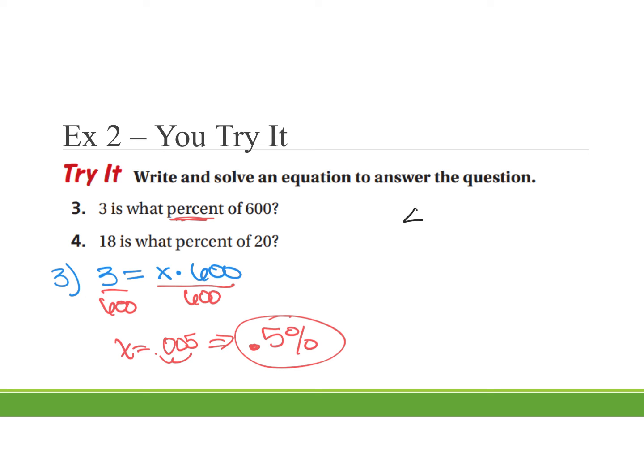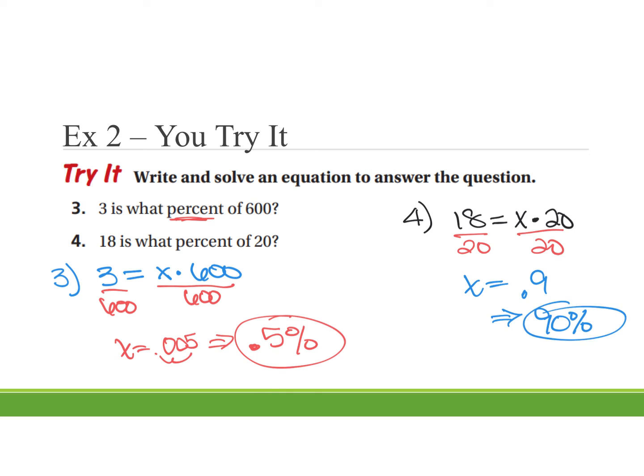Now if I look at number 4, it says 18 is what percent of 20? So I'm going to divide both sides by 20, and I end up with x equals 0.9. And because I need a percent, that means I get 90%. So 18 is 90% of 20.